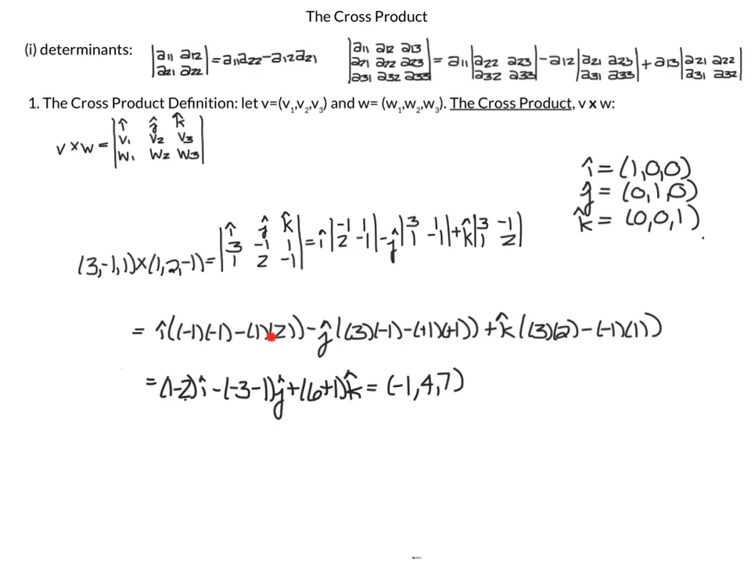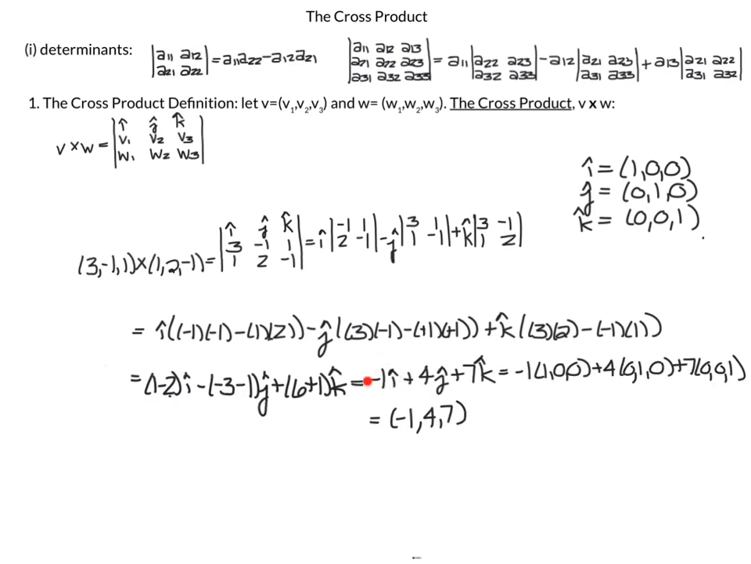So what this gives me is, in my i direction, 1 minus 2. In my j direction, I'm going to have a minus 3 and a minus 1, and in my k direction, I'm going to have a 6 and a plus 1. So what that gives me is a minus 1 in the i direction, a 4 in the j direction, and a 7 in the k direction, which is just minus 1, 4, 7.